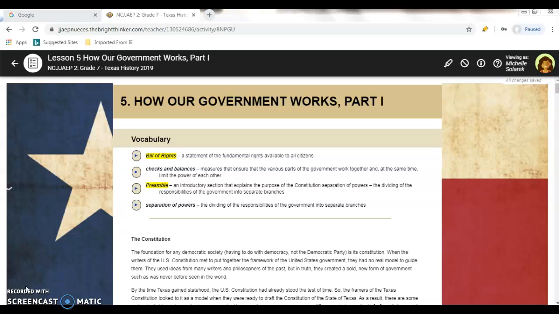Starting with the vocabulary: a statement of the fundamental rights available to all citizens, the Bill of Rights. Next, measures that ensure the various parts of the government work together and at the same time limit the power of each other is checks and balances. An introductory section that explains the purpose of the Constitution is the preamble. The dividing of the responsibilities of the government into separate branches is separation of powers.